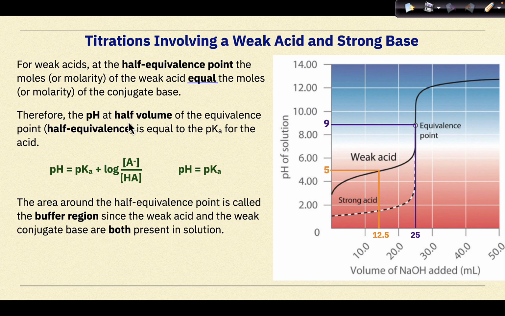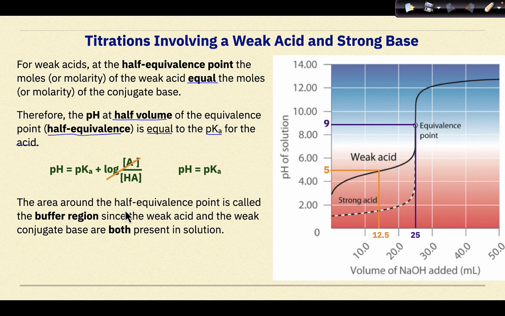Therefore, the pH at half volume of the equivalence point, otherwise known as half equivalence, is equal to the pKa for the acid. So in other words, if we look at the Henderson-Hasselbalch equation, this section where log is equal to the concentration of the weak base divided by the concentration of the weak acid, these two values are equal to each other, so they're going to cancel out. That is why pH is going to equal pKa.